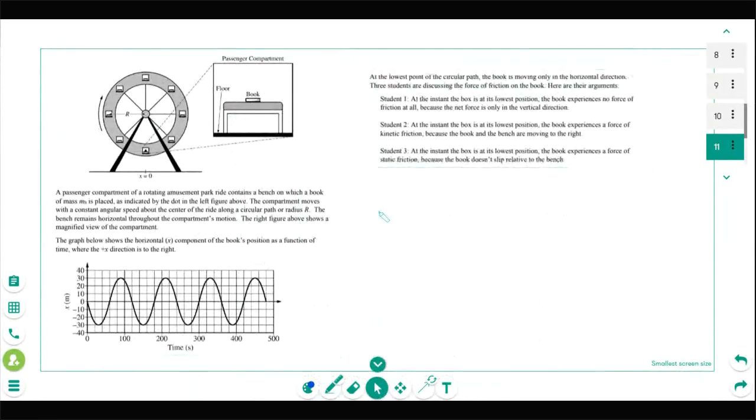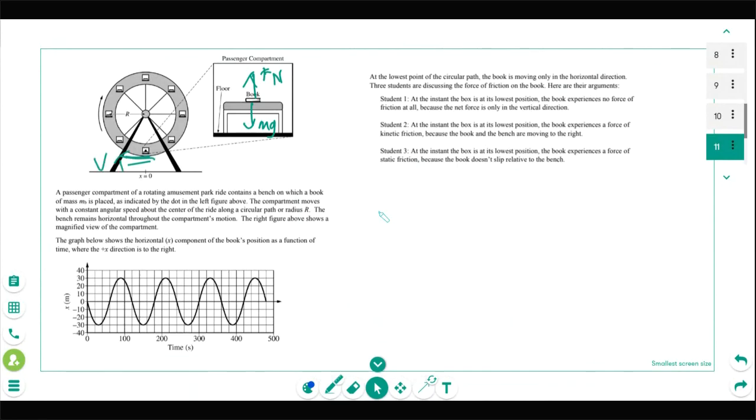So the book's moving in the horizontal direction, and the question is the force of friction acting on the book. What they're saying here is you're looking at the book, and the book here right now will have a couple of forces acting on it. It's got to have some sort of normal force, and some sort of weight going down. It says the velocity is moving towards the right. So we have a velocity, again tangent to our circle, going sideways.